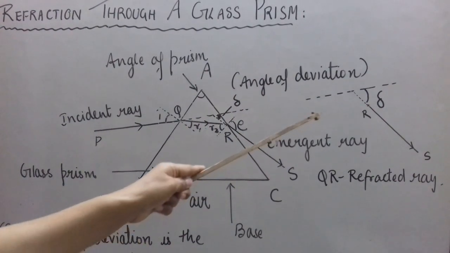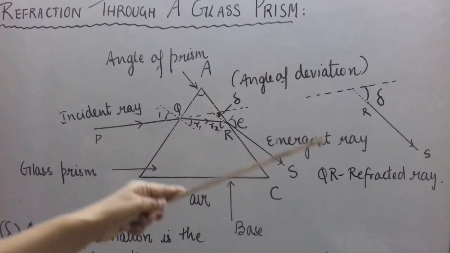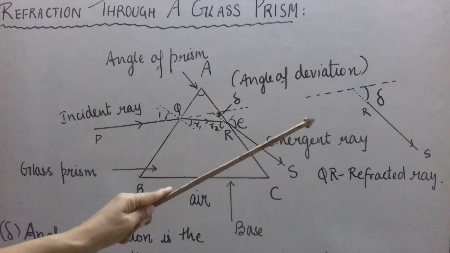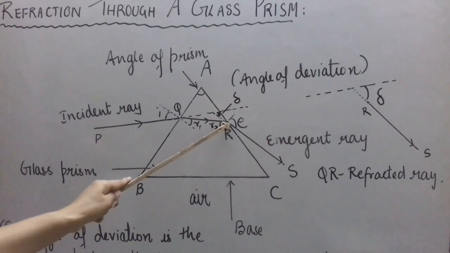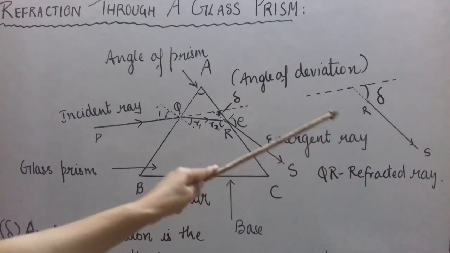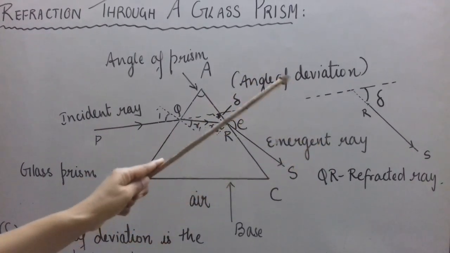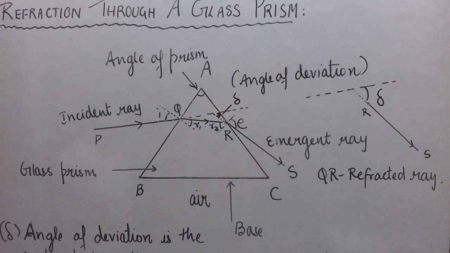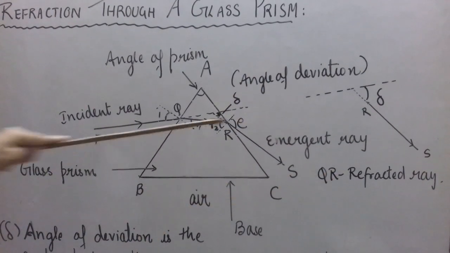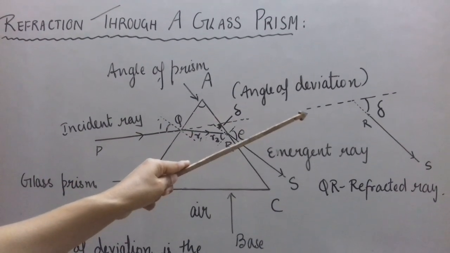So I have drawn the emergent ray RS there. Now we know that these two rays will not meet. So what I have done, I have produced this emergent ray backwards. There also, the RS ray is produced backwards. And I have got the point where the two rays appear to meet. Which ones? The emergent ray and the produced incident ray. They appear to meet at this point.